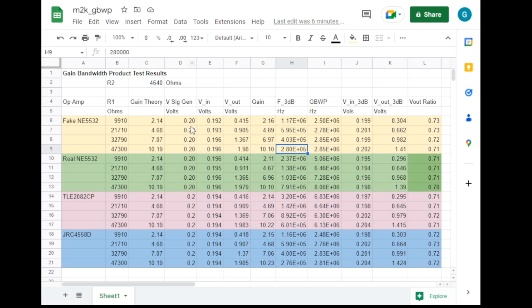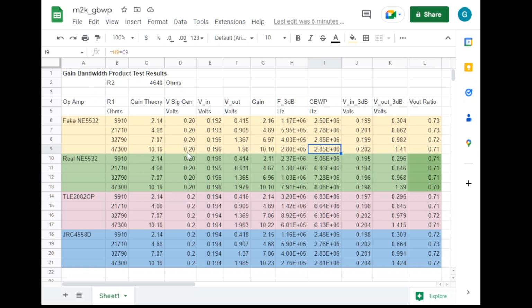So the test that we just did was equivalent to this row here, with this 5532, a 47K R1. I think on that run we just did, we saw 279 kilohertz as the bandwidth, the point at which we were 3 dB down. On this one I got 280. There's a little bit of variation from run to run. And so the gain bandwidth product is then 2.85 megahertz.